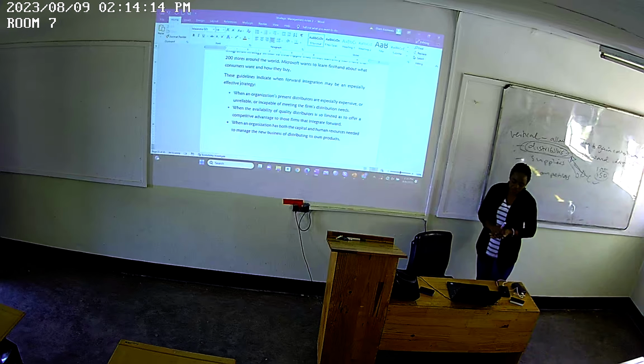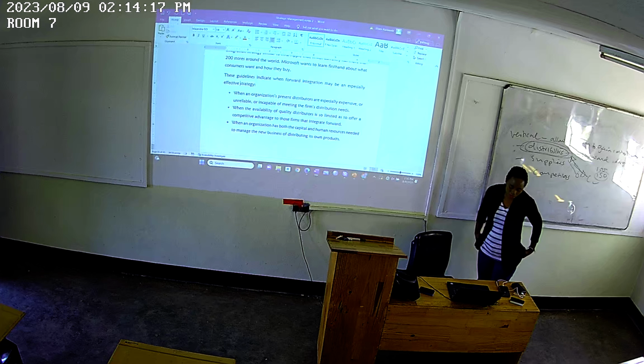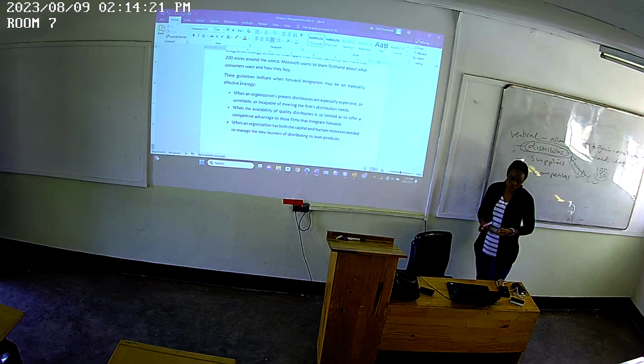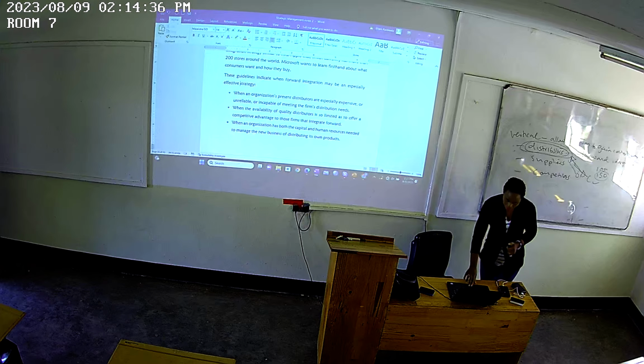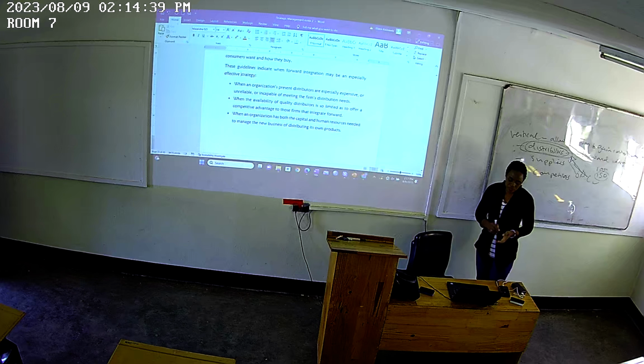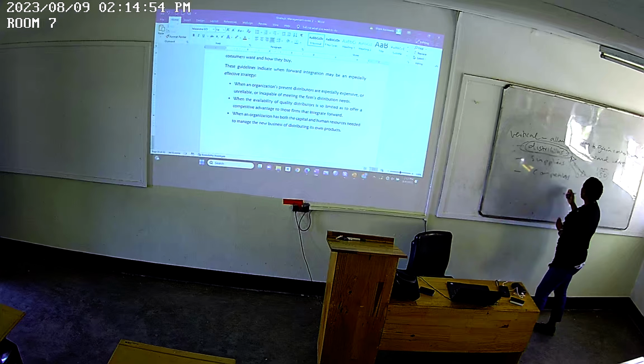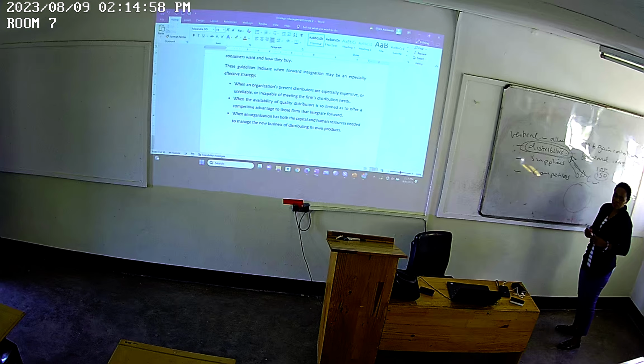And then when the availability of quality distributors is so limited as to offer a competitive advantage to those firms that integrate forward. So forward integration can also be effective when the availability of quality distributors is so limited. And the third guideline, you can use forward integration when an organization has both the capital and human resources needed. So you can use forward integration if you have the capital that is needed and also the human resources that are needed. So for example, for Samsung to open a shop, they need to have human resources, and they need to have capital so that they can pay the rentals and also pay the human resources.